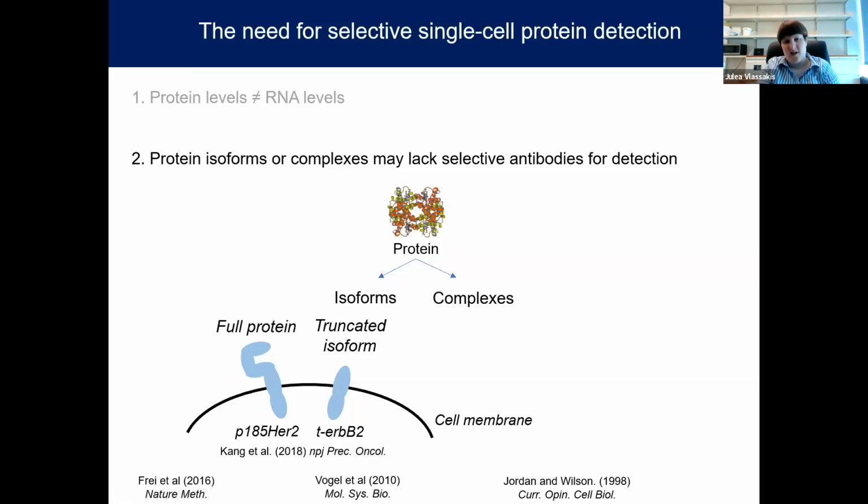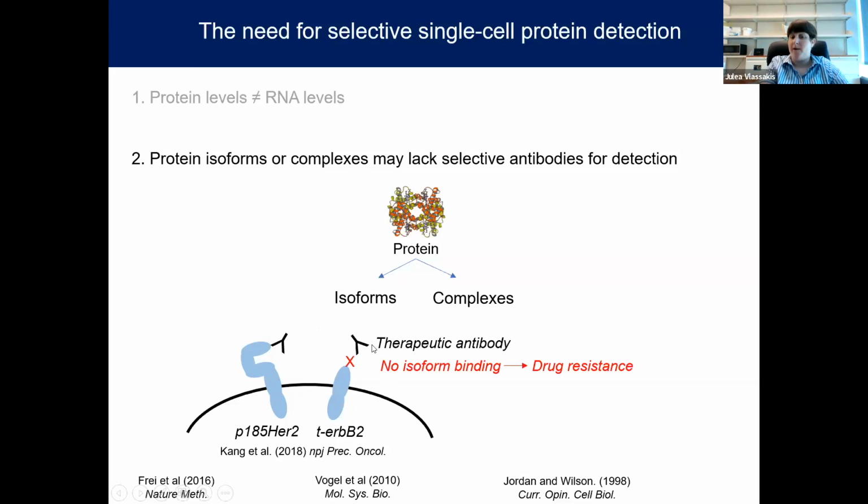And in HER2 positive breast cancer, enzymatic cleavage can result in a truncated isoform that, interestingly, the therapeutic antibody is not capable of binding to. And so it's actually quite important to be able to measure the levels of this truncated isoform that's generated post-translationally. The protein is produced in its full form and then enzymatically cleaved, so you can't infer the level of this truncated isoform from transcript levels.